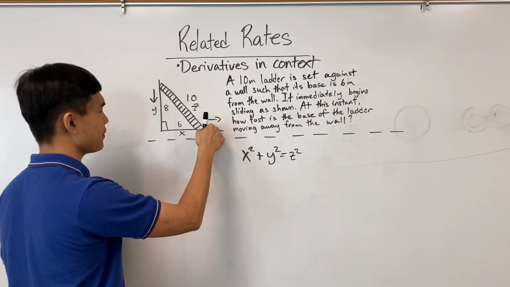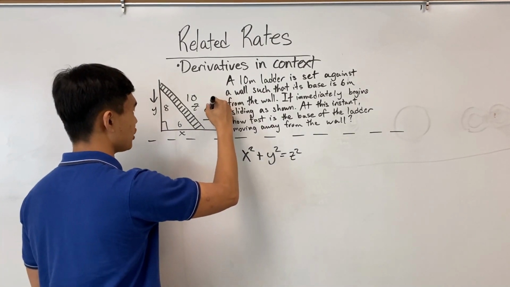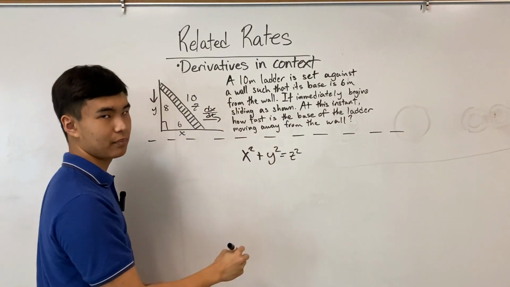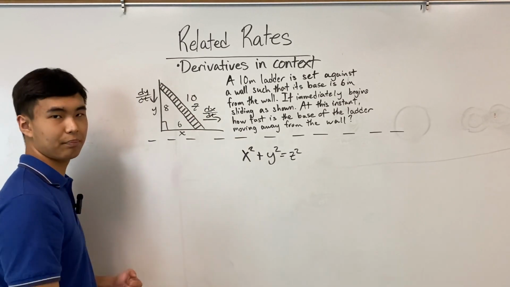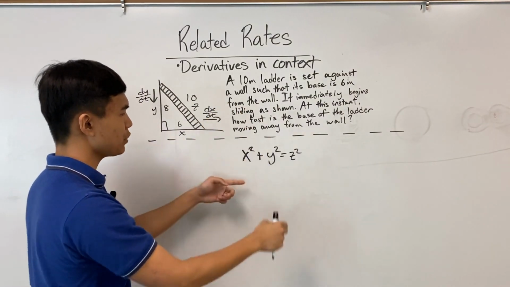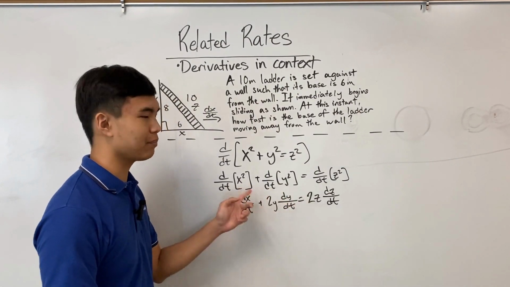And if we look at our diagram here, this arrow represents the rate at which x is changing, or the change in x over the change in time. And similarly, this represents the change in y over the change in time. We're going to bring these rates into our equation by differentiating it with respect to time, like so. And this is the equation we get after we implicitly differentiate.